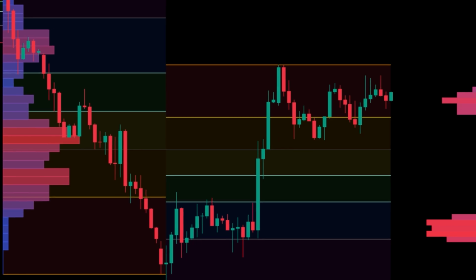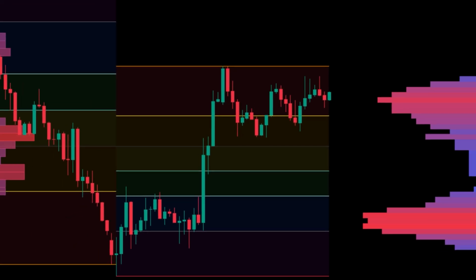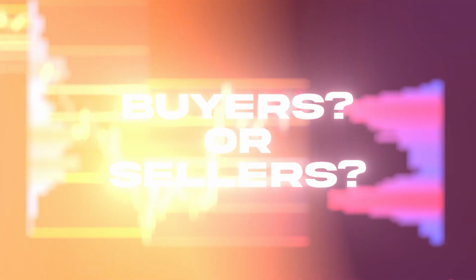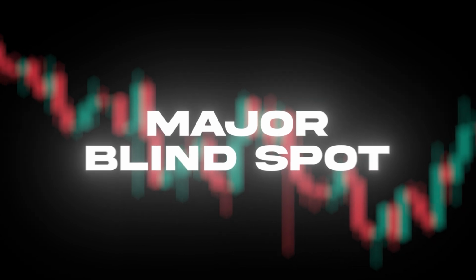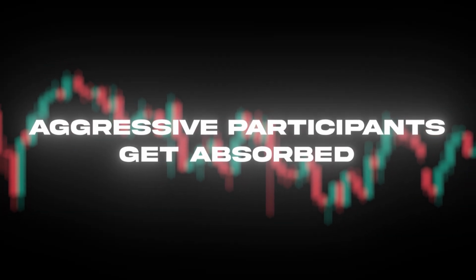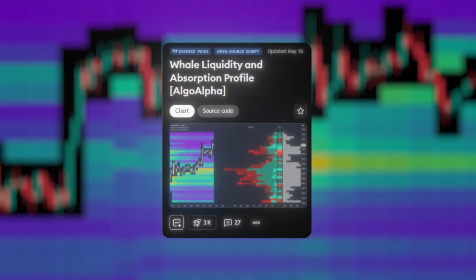Traditional volume tools show activity, they do not show intent. You can have a huge volume spike and still have no idea whether buyers or sellers were actually in control. And even if you know which side was aggressive, you still don't know whether that aggression succeeded. This creates a major blind spot, because markets often reverse not where volume is highest, but where aggressive participants get absorbed. This is where Whale Liquidity and Absorption Profile comes in.